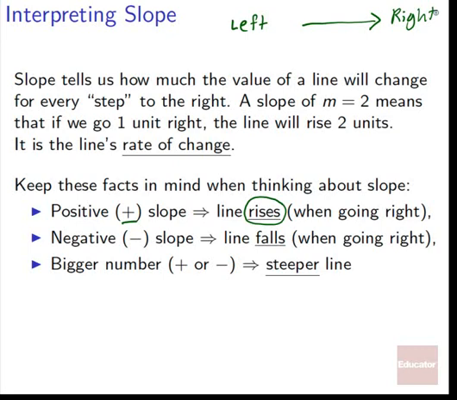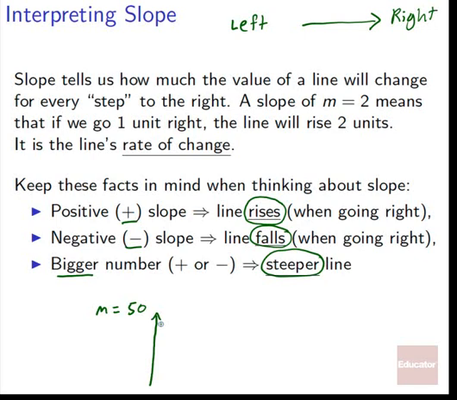Bigger number, whether it's positive or negative, means a steeper line. The steeper the line is, the bigger the slope has to be. The bigger the slope is, the steeper the line is, right? A big slope, like say m equals 50, is going to be really, really super duper steep. It's going to go up really, really fast because for every step it takes to the right, it has to take 50 steps up.